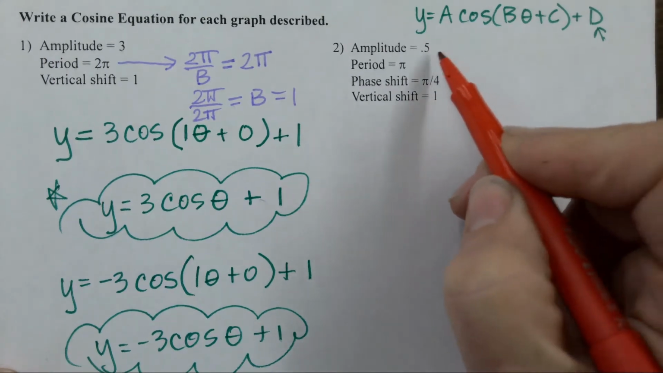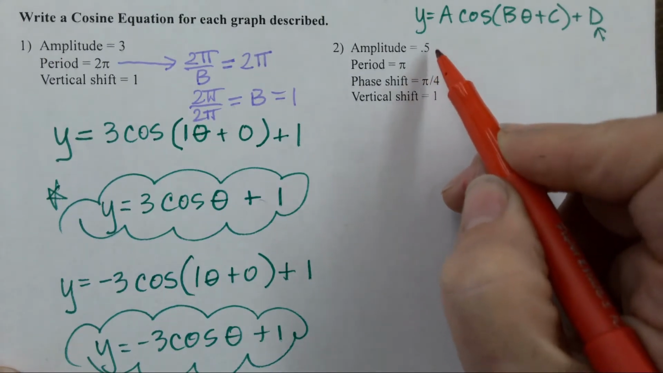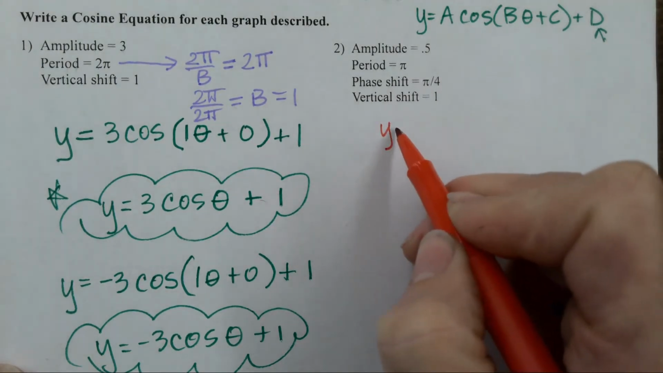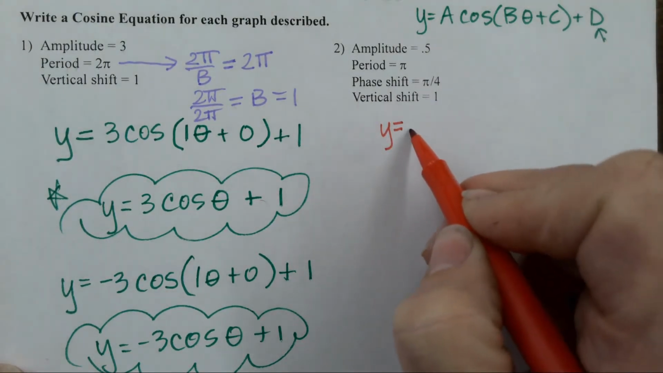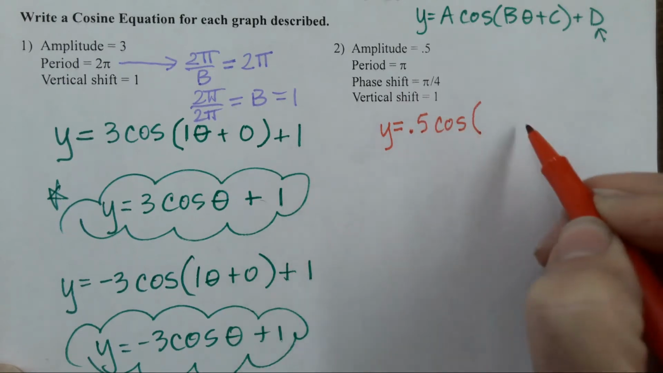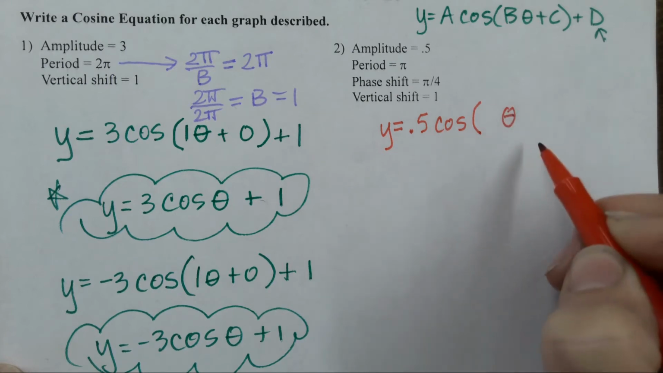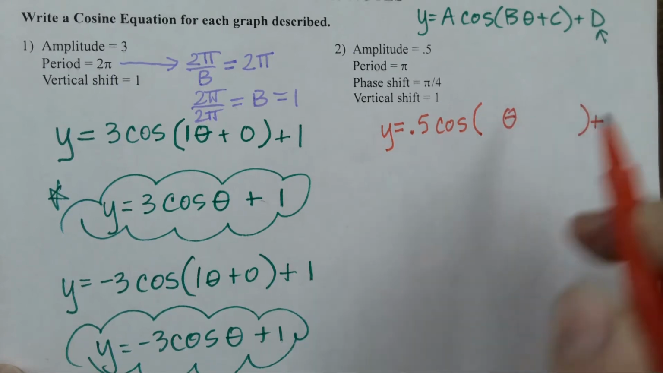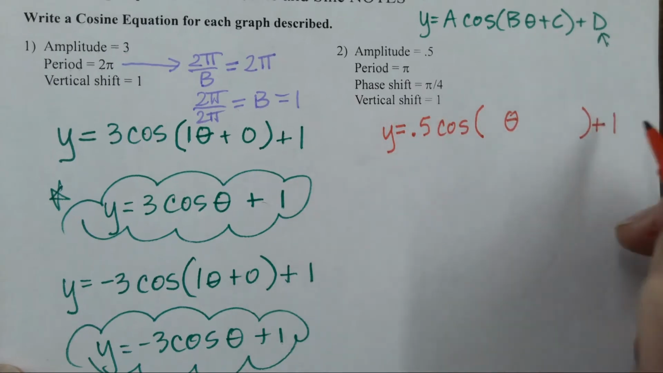Can we agree that that's a 0.5? Okay. All right, so I'm going to start setting up my equation. Right now, the easy stuff. Y equals 0.5 cosine something theta, plus my vertical shift I can put at the end, plus 1.